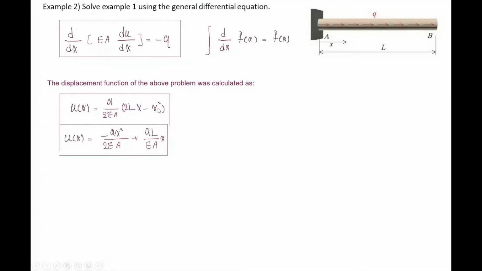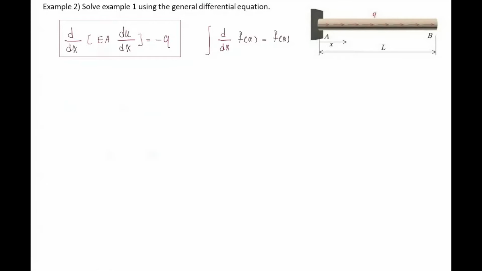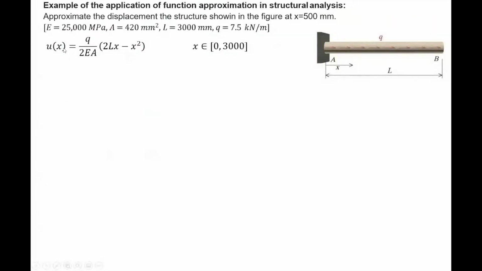Now we want to use this function as the field function and try to approximate this at a certain point. So assume the modulus of elasticity of the rod is 25,000 megapascal, area is 420 square millimeter, length is 3,000 millimeter, and the force acting on the rod is 7.5 kilonewton per meter. We want to approximate the value of displacement at a point located 500 millimeter from the left support.